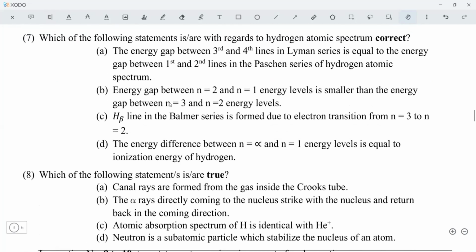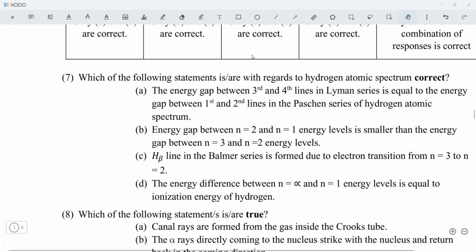Question 2, ABCD. Which of the following statements with regard to the hydrogen spectrum is correct? It's asking whether the energy gap between the third and fourth lines of the Lyman series is equal to the energy gap between the first and second lines of the Paschen series. So we have to see whether it is correct.